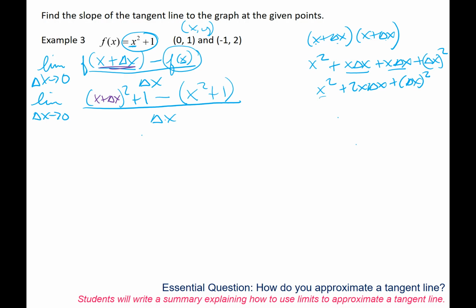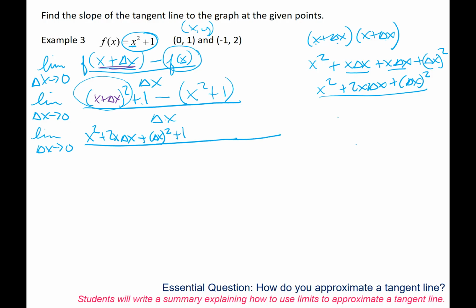Okay. This is now going to go in for this thing here, right? That's what it looks like foiled out. So the limit as delta x approaches 0 of x squared plus 2x delta x plus delta x squared. And then notice I have a plus 1 there, right? What do I have to do with this negative? Distribute. So negative x squared minus 1 over delta x.